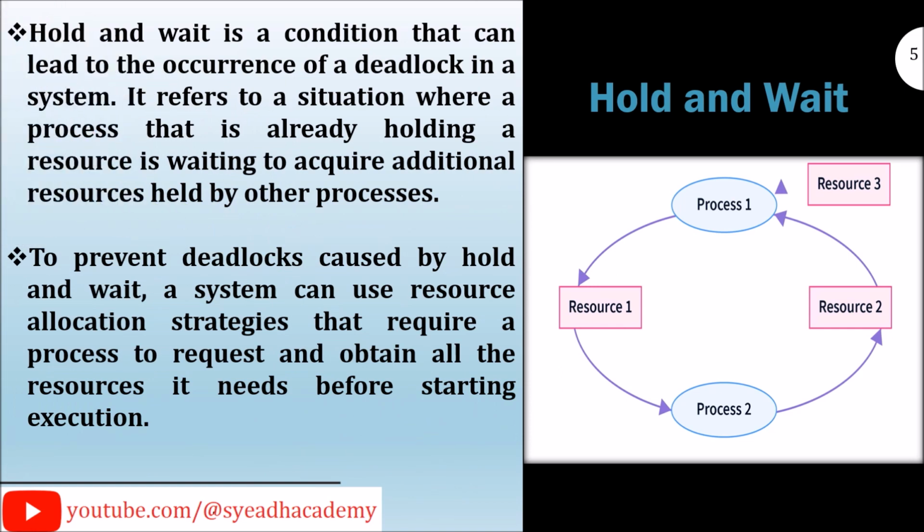Hold and wait. Hold and wait is a condition that can lead to the occurrence of a deadlock in a system. It refers to a situation where a process that is already holding a resource is waiting to acquire additional resources held by other processes.